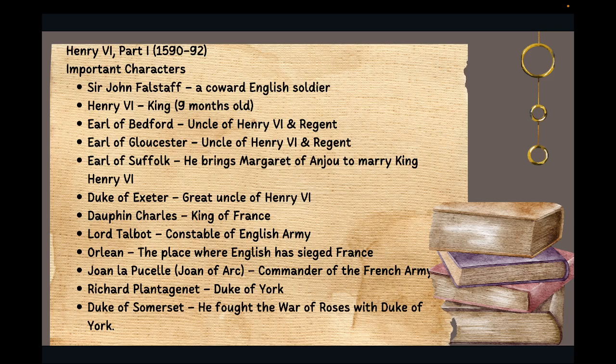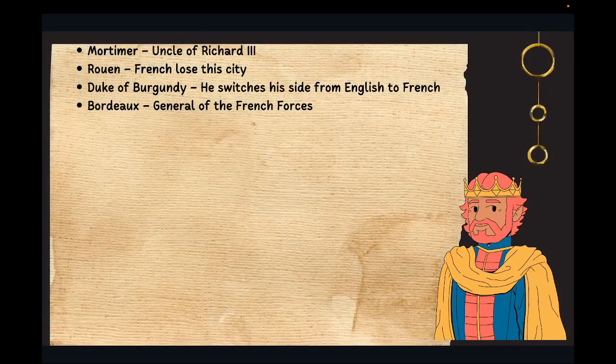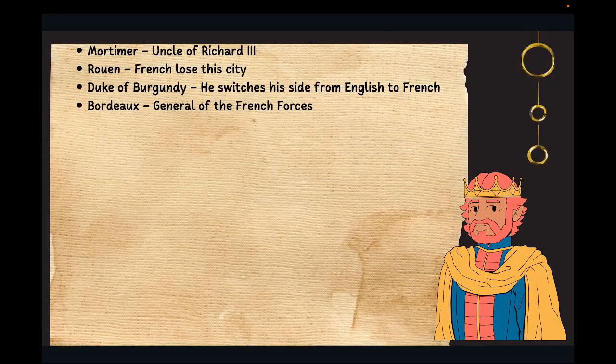He was the one who fought the War of Roses with the Duke of York. Mortimer, uncle of Richard III. Rouen, the city the French lose. Duke of Burgundy, who switches his side from English to French. Bordeaux, general of the French forces.